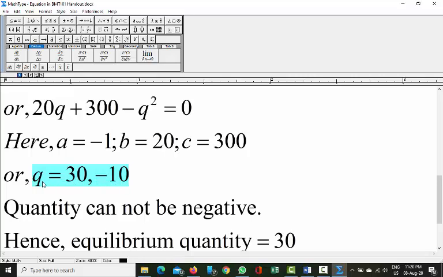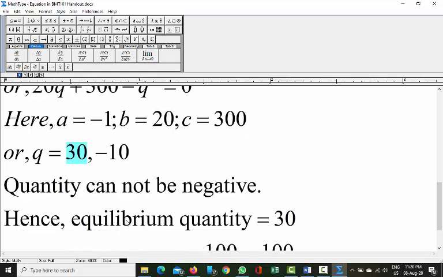Q is the quantity. Quantity cannot be negative, so this value is not accepted. So the value of q will be 30. That means that is the equilibrium quantity. So the equilibrium quantity is 30.